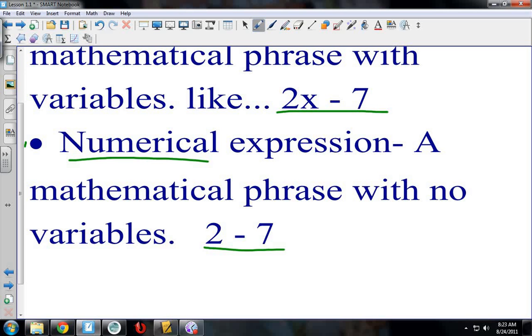Now, what big part of math are we missing on both these? Do you guys notice anything that's missing, a symbol that's missing on each one of these? Yeah, equal. Usually we see an equal sign, right? But these are just expressions, okay? An expression is just half of a problem. It's not an equation. So an equal sign is not necessary to be an expression.